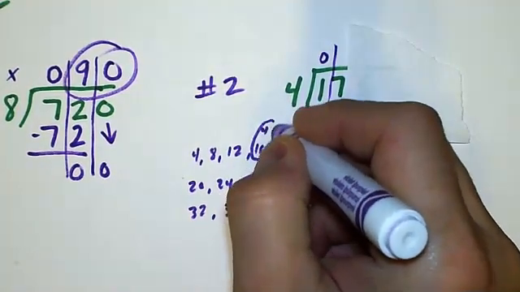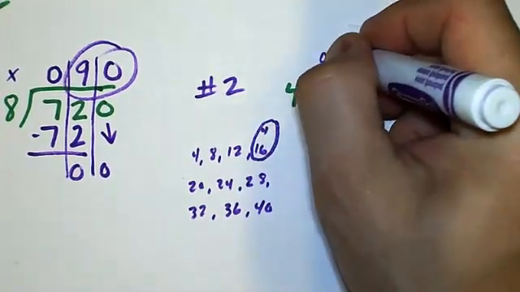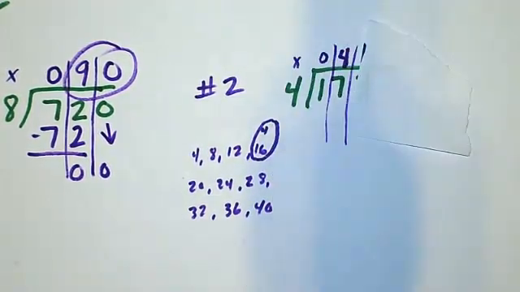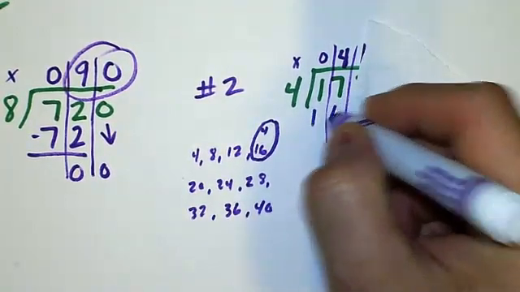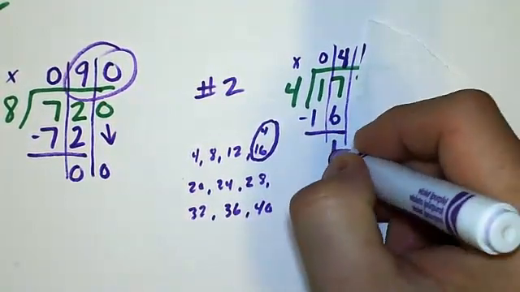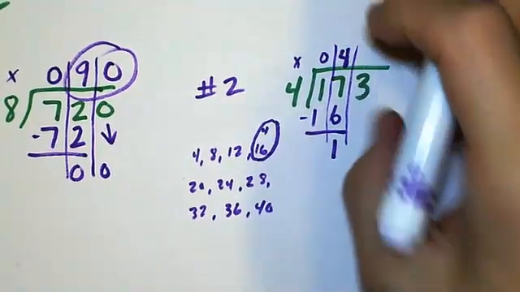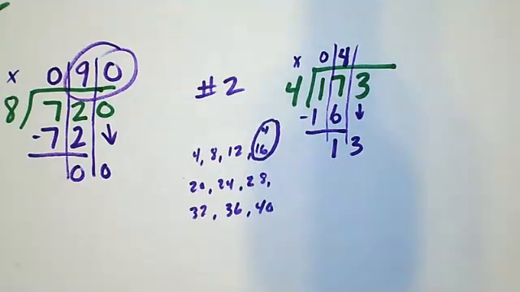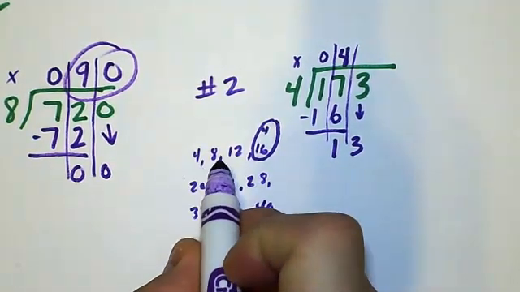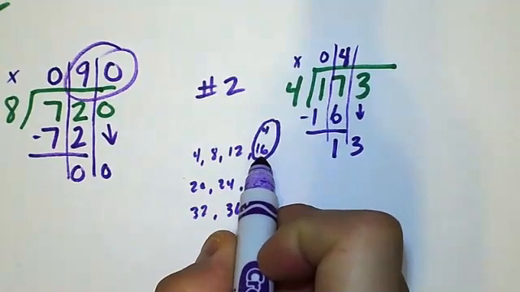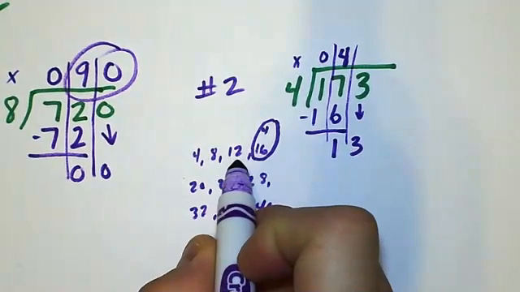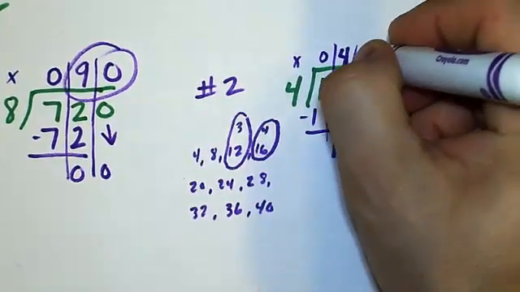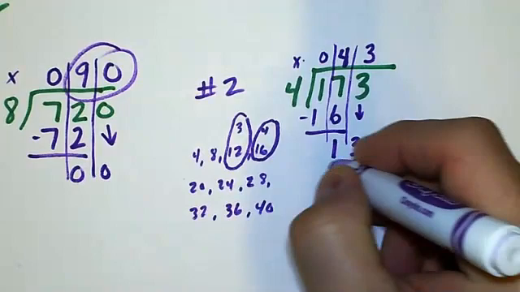So we know 4 times 4 is 16. So 4 times my 4 is 16. And I get 1 left over, and we drop. Okay, so now our number is 13. So we come back. Okay, here's 1, 2, 3. This time 4 is too many, so we won't use that one. So we'll back up and we'll go to this one. So we'll do 3 of them. So 3 times 4 is 12.